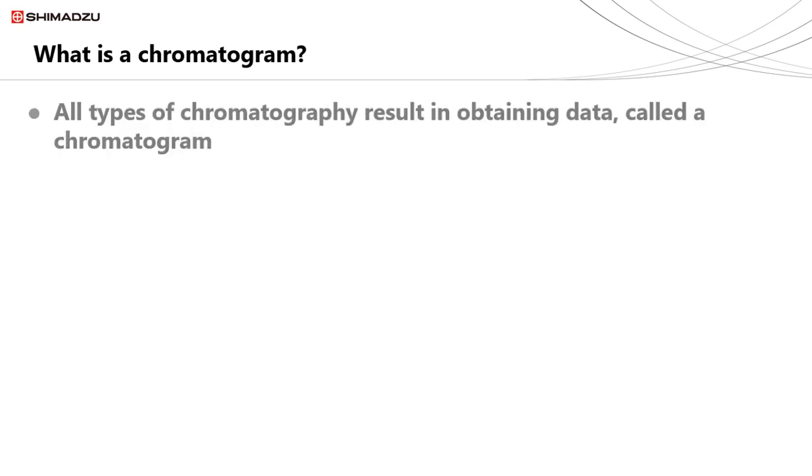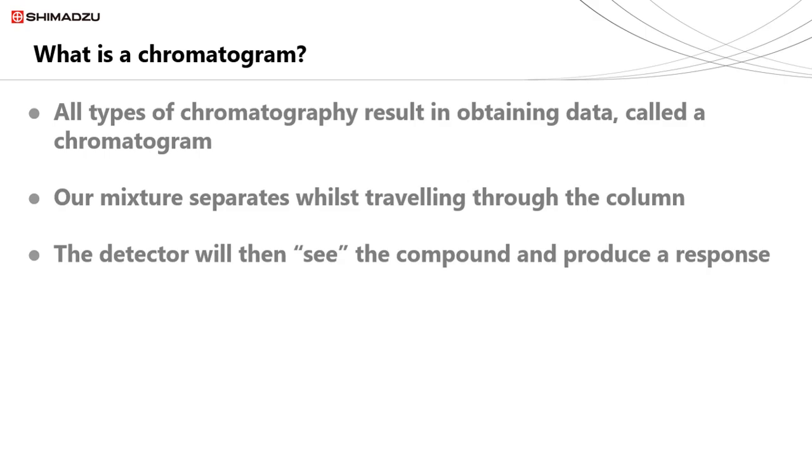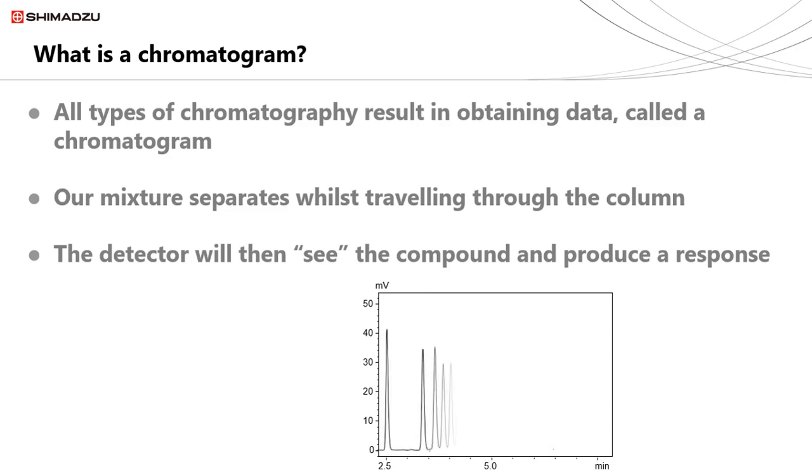So we mentioned a chromatogram. So what is a chromatogram? No matter what type of chromatography we are using, the output is known as a chromatogram. The word chromatogram is defined as a visible record of the separation of components in a mixture. In liquid chromatography, this separation occurs whilst travelling through the column. The chromatogram is then the response that our detector provides us, which produces a spectra such as this one, as it sees the different components coming out with time.